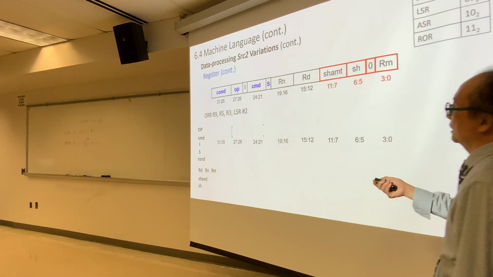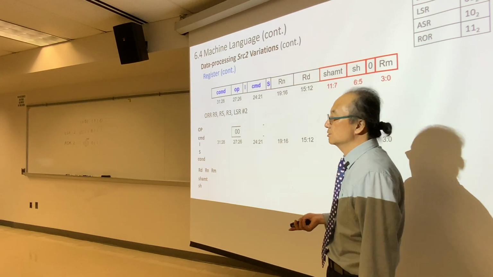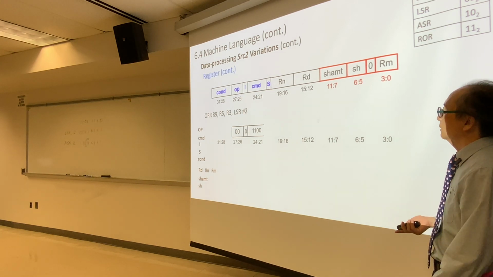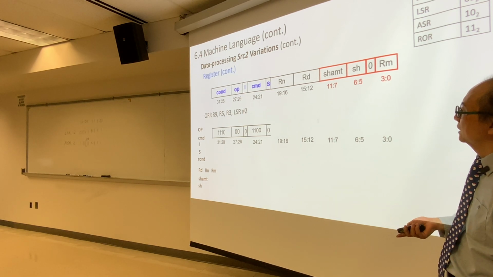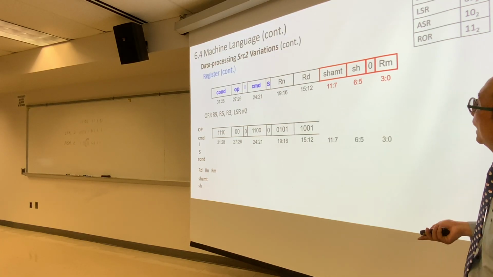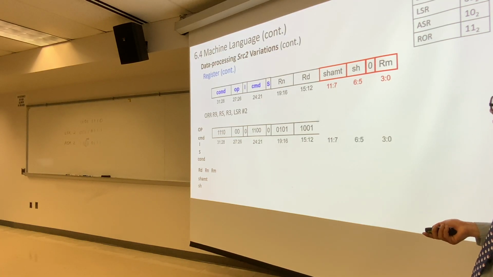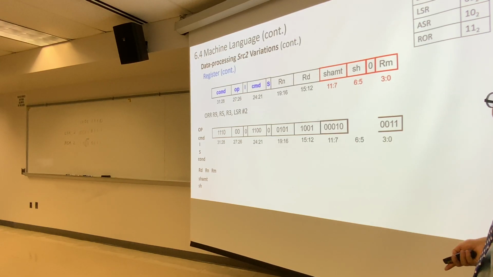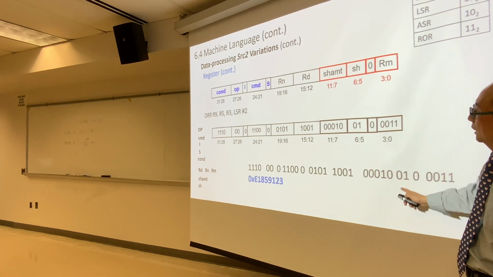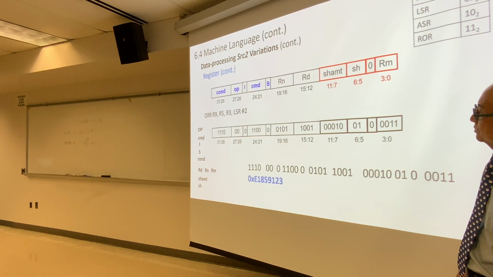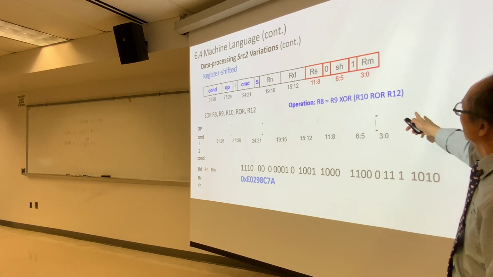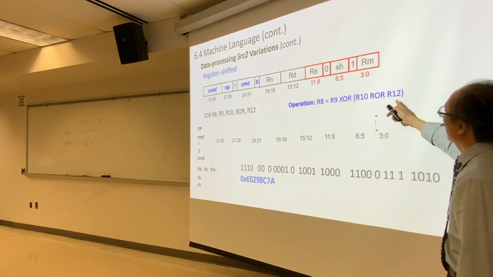But if you have LSR 2, we have up as 00, and then CMD is 1100 for OR, and immediate 0, S 0, COND 1110, RD 9, RN 5, RM 3, and then shift amount is 2, SH, shift LSR is 01, and then we have a 0 right there. And then our hexadecimal number for this instruction, E1859123.